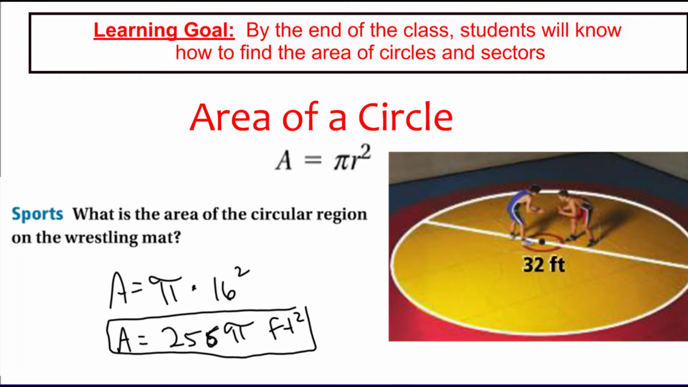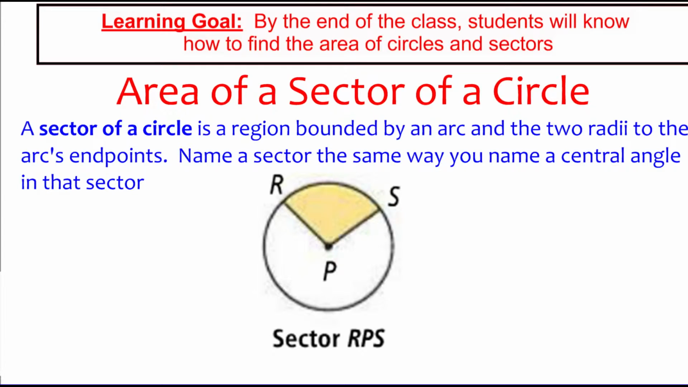The big thing for us is, let's say I wanted to take this wrestling mat and make it many different colors, and maybe I wanted this little section right here, between these two radius lines, to be blue, and I want to find the area of just that little section. First of all, that section is called a sector. Here is our definition: a sector of a circle is a region that is bounded by an arc and two radius lines at the endpoints of the arc.